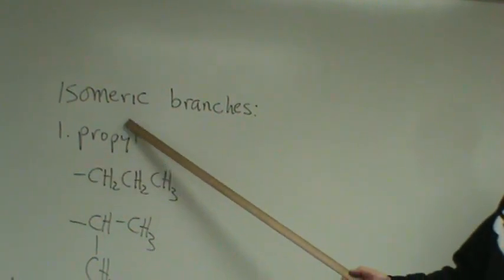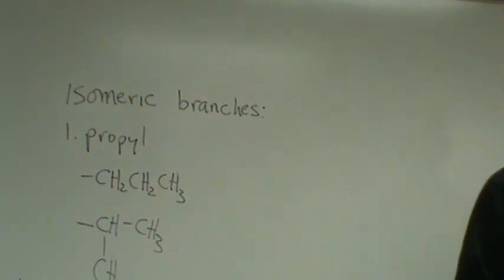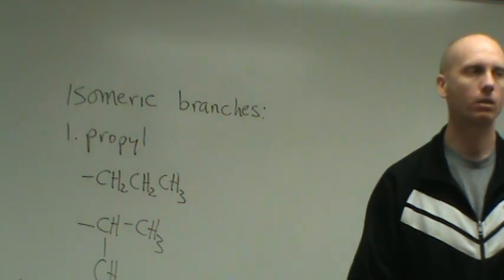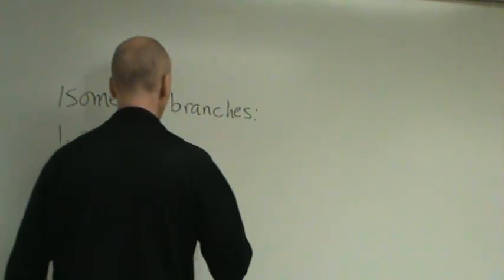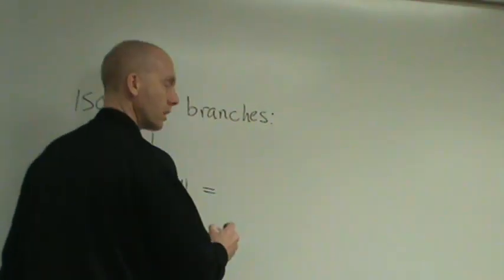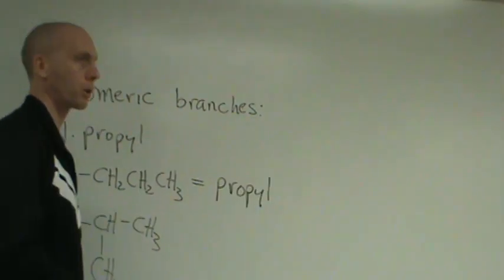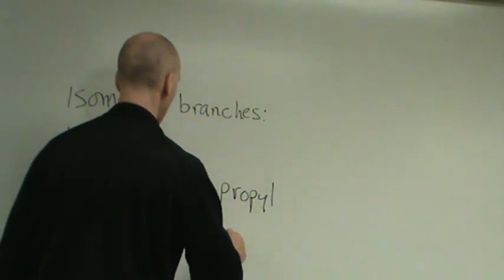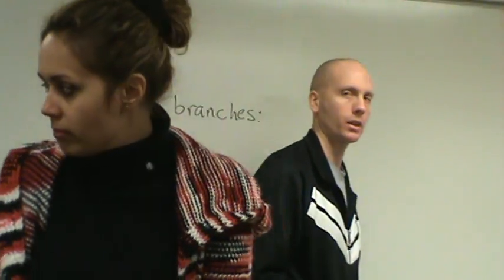These are what we call isomeric branches. They're still 3 carbons. They're isomers of each other. So this one here is what's called the propyl group, and this one here is what's called the isopropyl group.